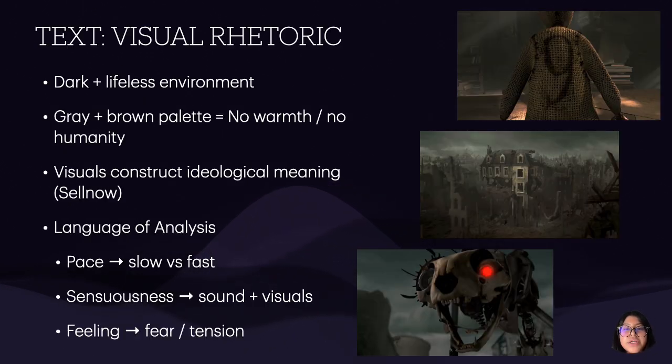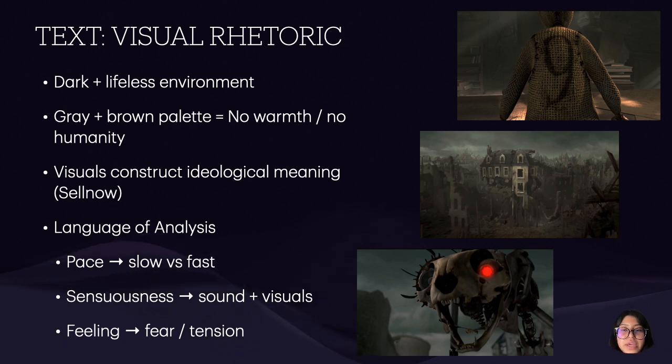So, first, I wanted to look at the text itself. From what we see, the world of Nine is dark, lifeless, and very much destroyed. The color scheme that Shane Acker uses is mostly gray and brown, which creates a feeling of death and hopelessness overall. And according to Selnow, visual rhetoric shows how images communicate deeper ideological meaning. In this case, the monotone colors do not just set the mood, but construct a world where life, warmth, and humanity have been stripped away, reinforcing the idea that technological destruction leads to emptiness and loss.